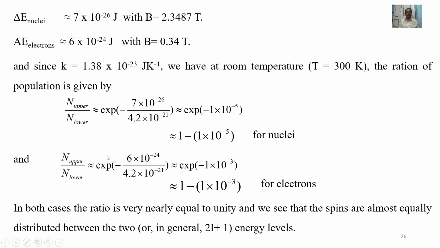Correspondingly, we can calculate for the electron, which is given as 1 minus 1 × 10^-3 for electrons. In both cases, the ratio is very nearly equal to unity, and we see that the spins are almost equally distributed between the two, or in general 2I plus 1 energy levels.